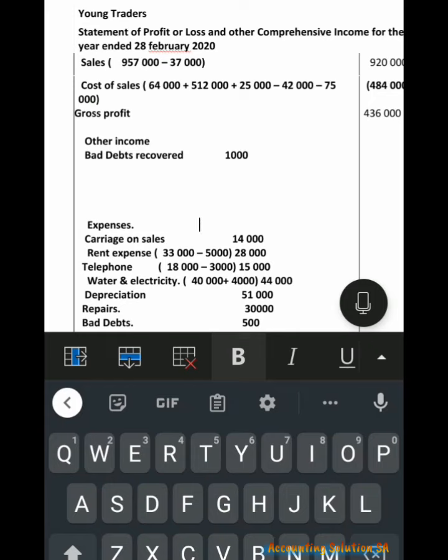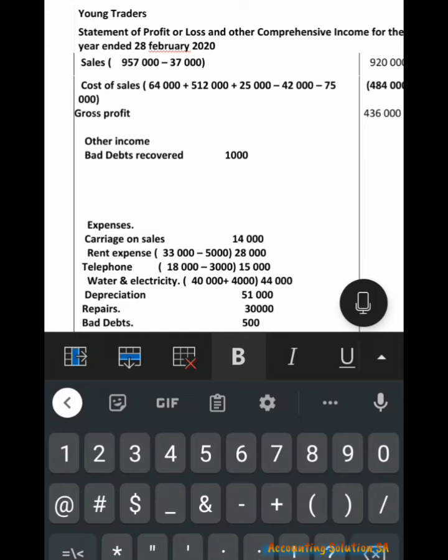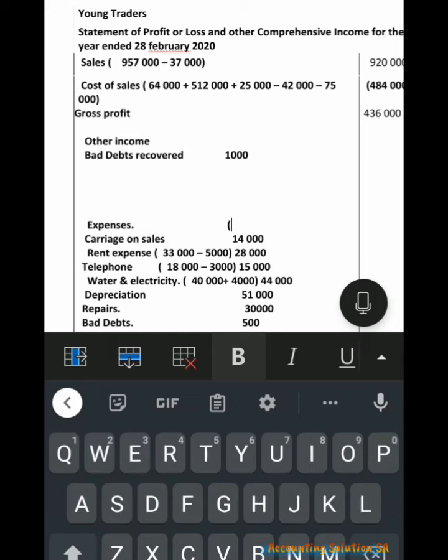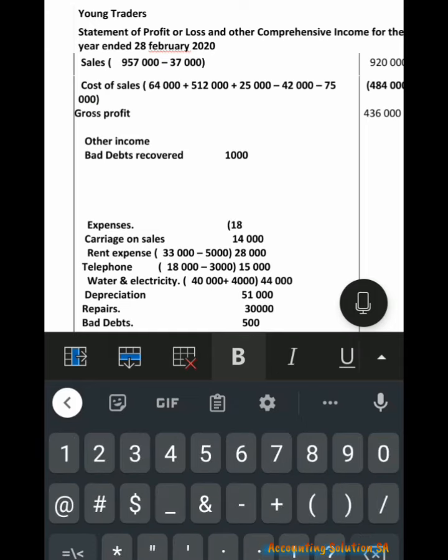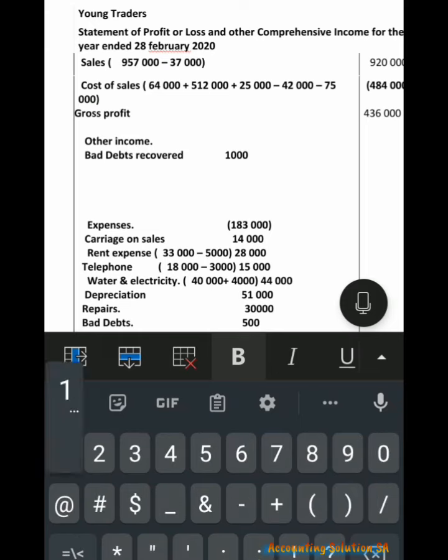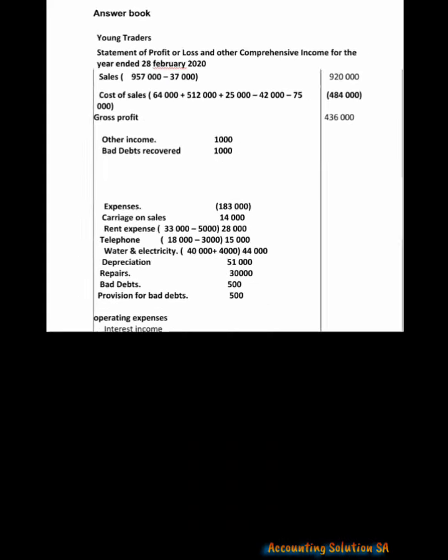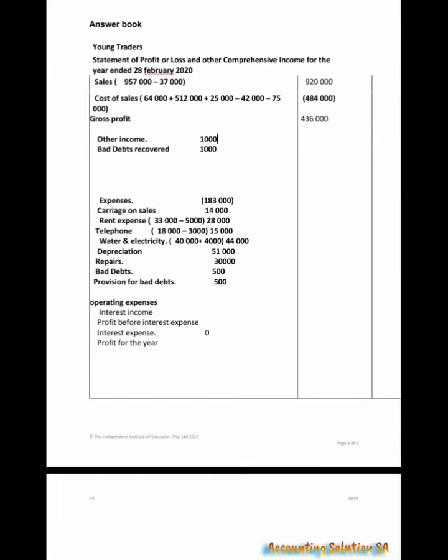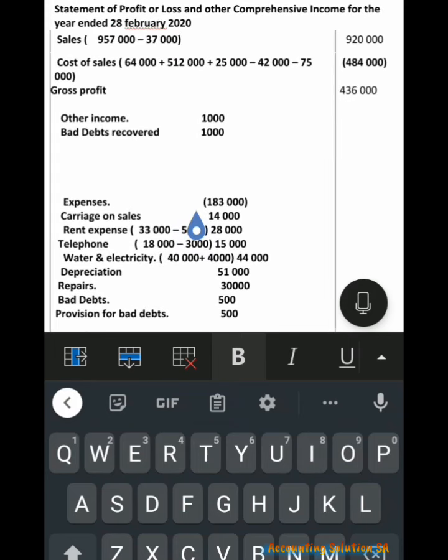You have to make sure that the balance of expense is inside the bracket because it reduces our profit. Then the other income that we have is only 1,000. Remember all those balances that I write, you have to write them after the line. The problem is the cell phone that I'm using.